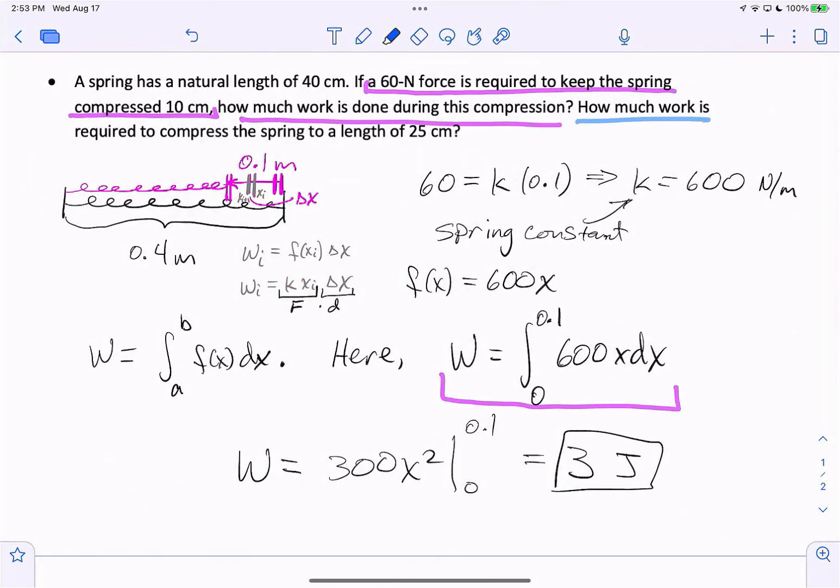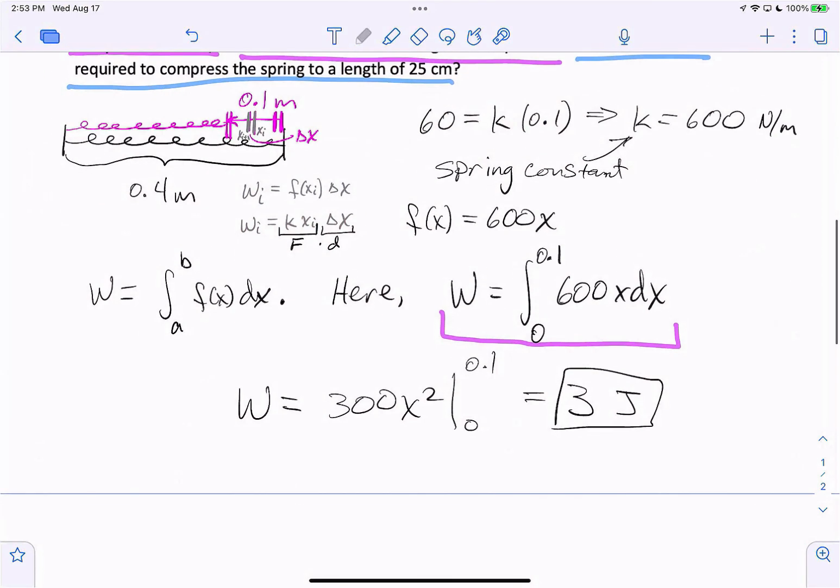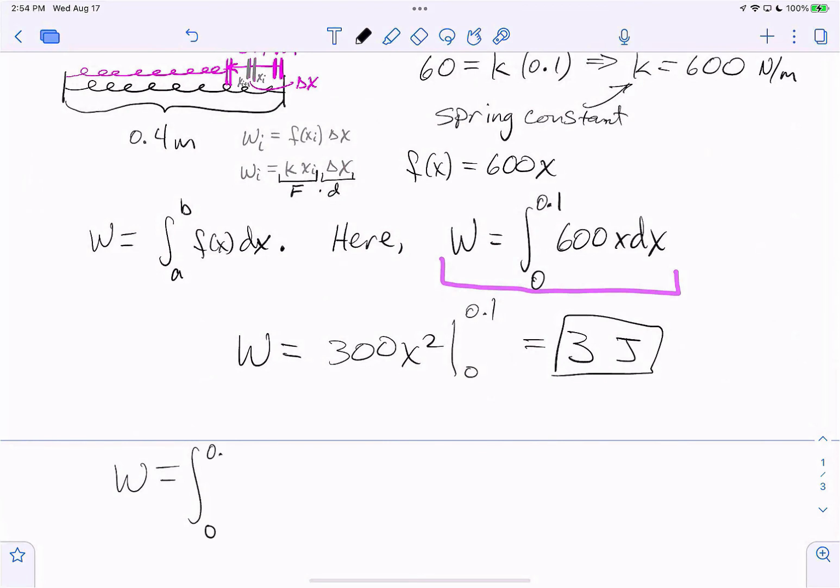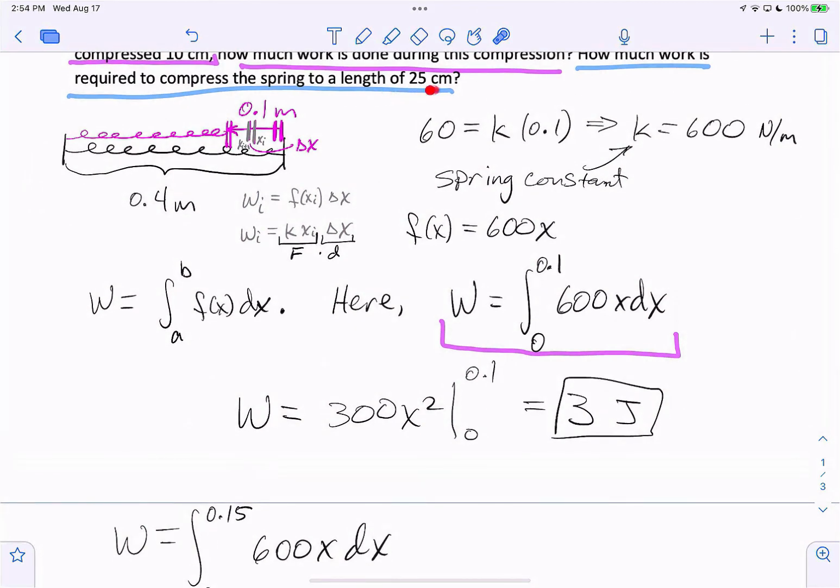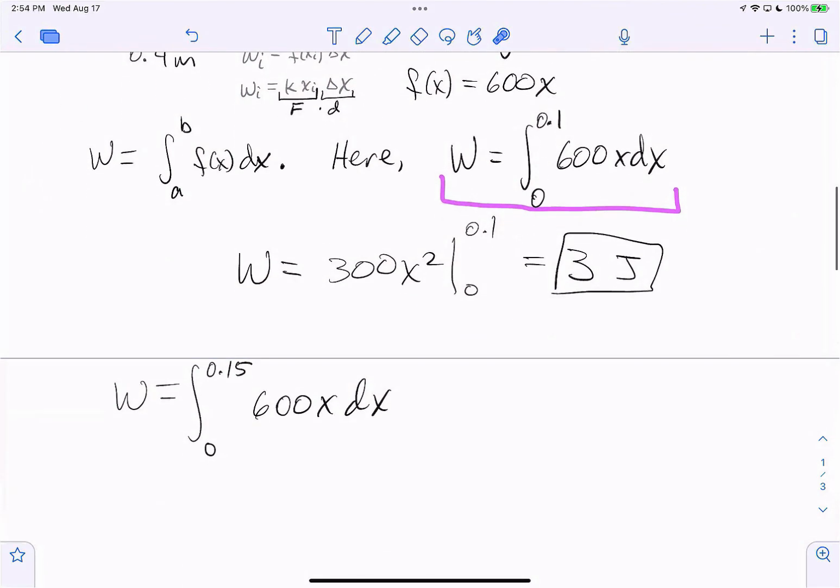If we're now going to compress the spring to a length of 25 centimeters, and if it started out with a length of 40 centimeters, then we have a new integral. That work is going to be the integral from 0 to 0.15 of 600x dx. Right, because if I'm compressing it to a length of 25 centimeters, then I am compressing it by an amount of 15 centimeters. And again, the calculus is pretty straightforward here. 300x squared evaluated from 0 to 0.15. And that turns out to be 6.75 joules.